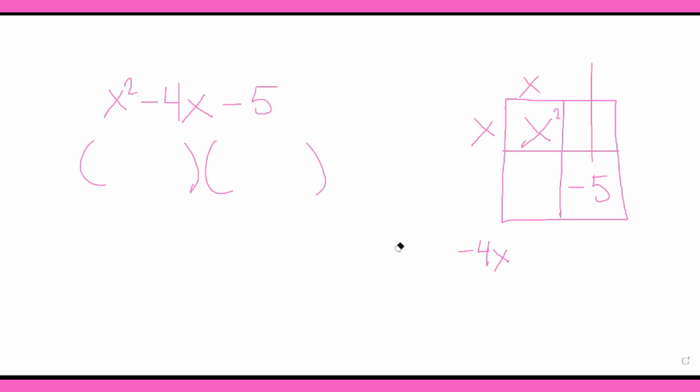So we have to think about this negative 5, and what I need to do is have this column and this row multiply to get negative 5. So the only factors of negative 5 are 5 and 1.